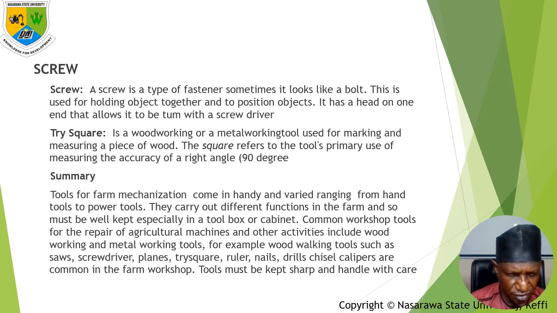Summary. Tools for farm mechanization come in handy and vary, ranging from hand tools to power tools. They carry out different functions in a farm and some must be well kept, especially in a toolbox or in a cabinet. Common workshop tools for the repair of agricultural machines and other activities include woodworking and metalworking tools. For example, woodworking tools such as screws, screwdriver, planes, tri-square, ruler, nails, drills, chisels, clippers are common in every farm workshop. Tools must be kept sharp and handled with care.